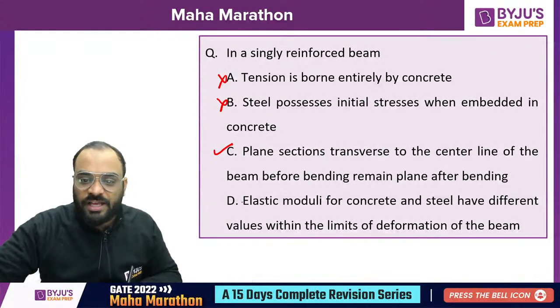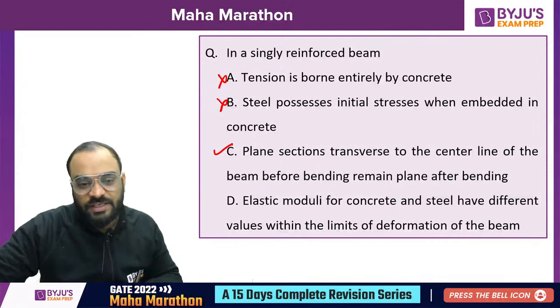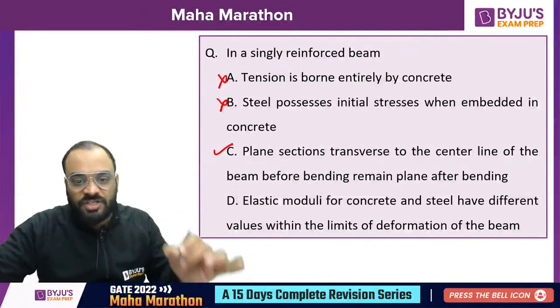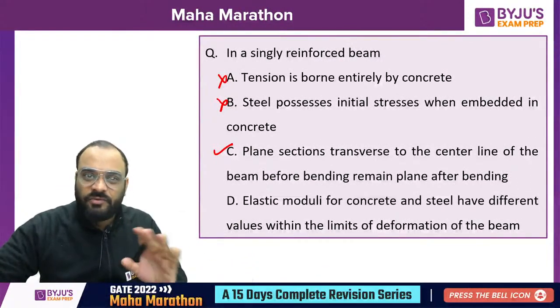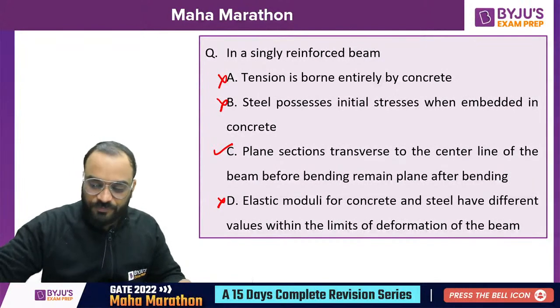And elastic moduli for concrete and steel have different values within the limit of deformation of the beam. No, generally within the limit of deformation, the value of Es and Ec will be almost the same, right? That's why the D statement is also wrong. So that's why C is the correct answer for this problem, right?